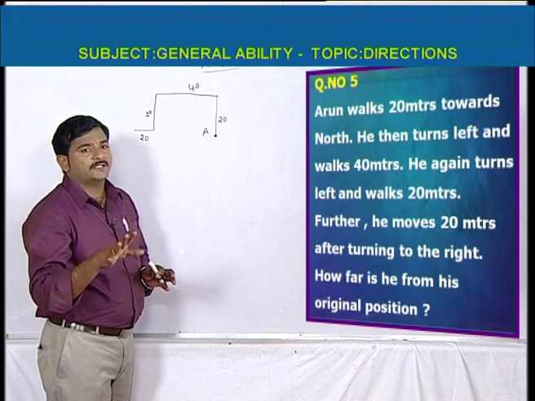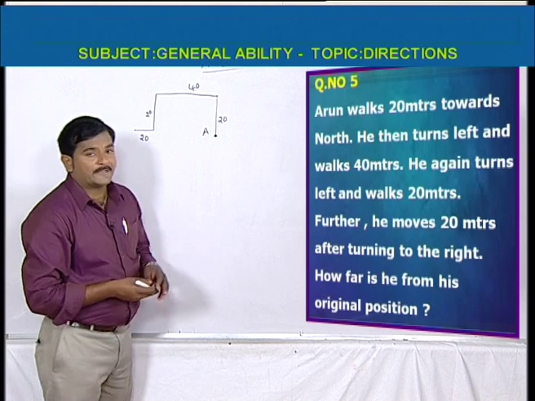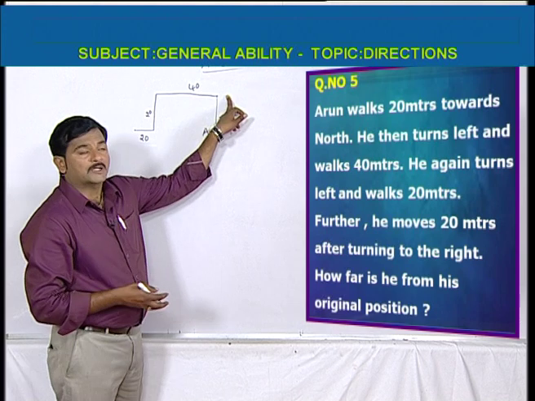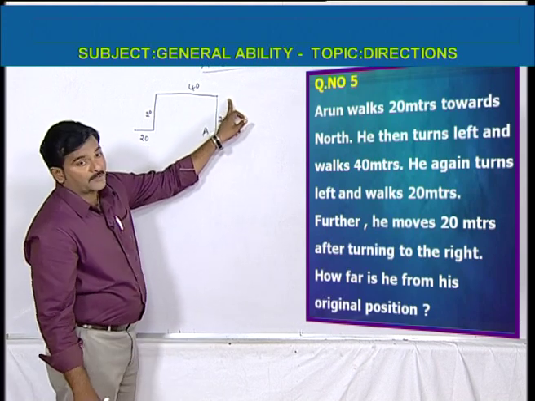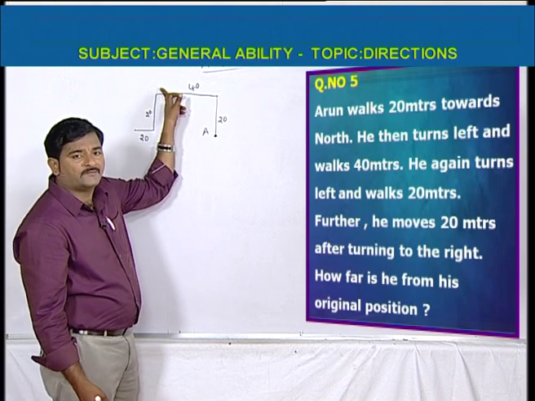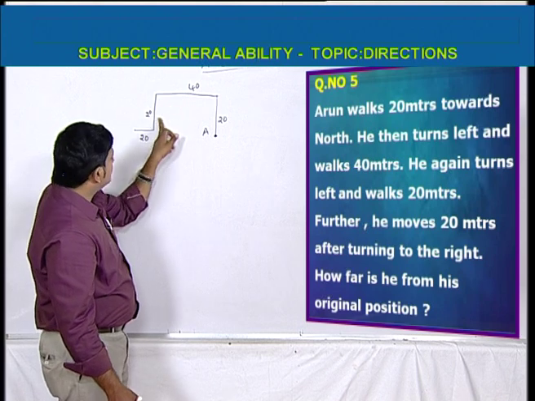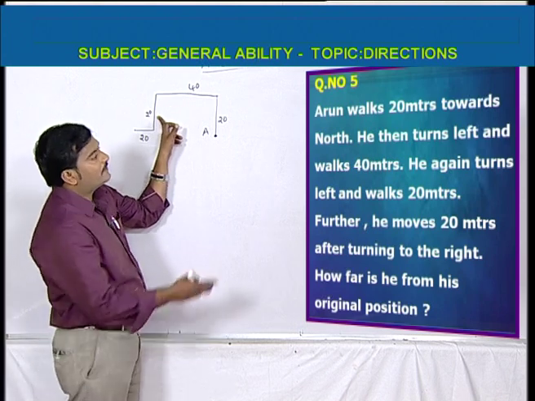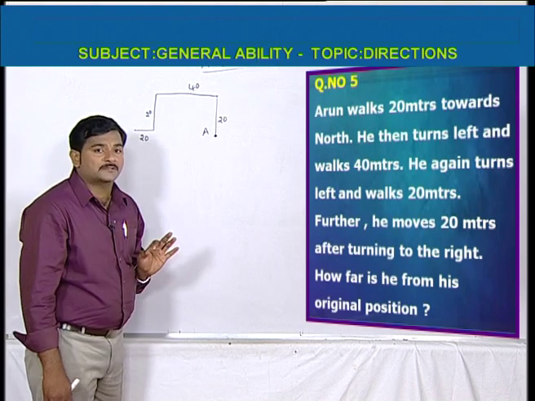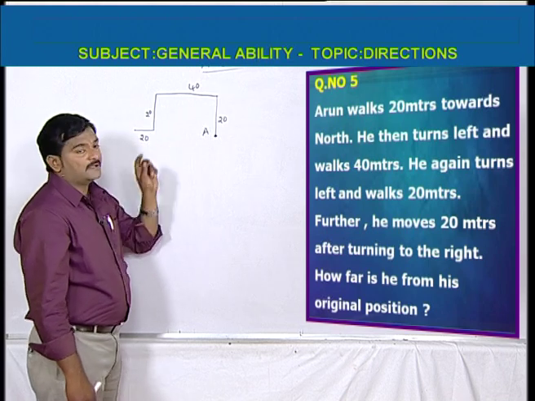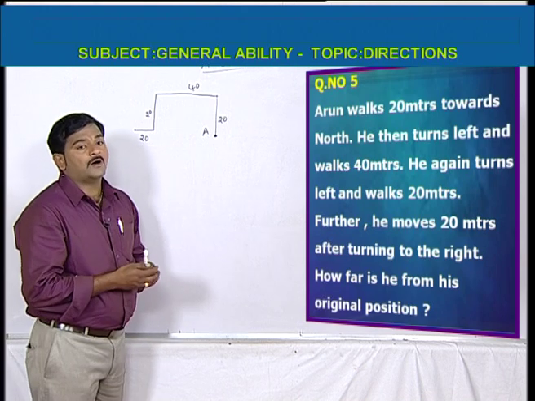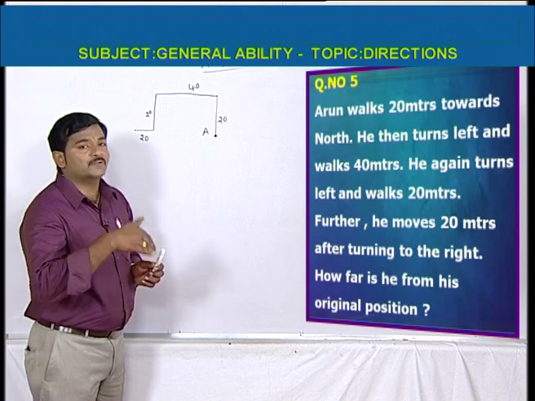Somewhere you have to consider the initial point. Okay. So now initial point is A. Now what happened? Arun walks 20 meters towards north. Then next what happened? Again he turns left and walks 40 meters. Okay, it's clear. Again turns left and walks 20 meters. So after that what he mentioned here? So next he turns right and walks 20 meters. So remember here left, but whereas here right. And the question is, what is the given question? How far is he from his original position?